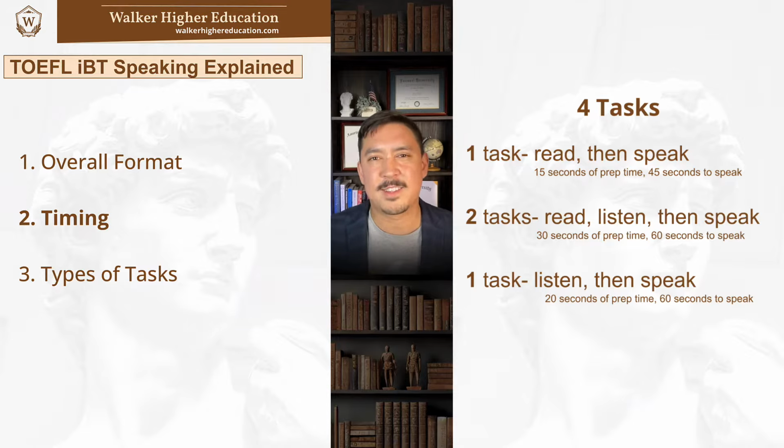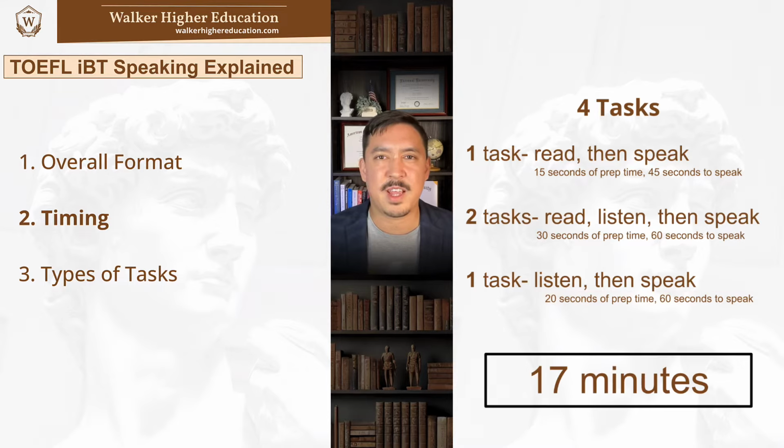With the first task, you're given 15 seconds to prepare and 45 seconds to speak. With the following 2 tasks, you're given 30 seconds to prepare and 60 seconds to speak. And with the last task, you're given 20 seconds to prepare and 60 seconds to speak. Don't worry, we'll go into more detail about each of the 4 tasks shortly. Lastly, the entire speaking section takes about 17 minutes to complete.